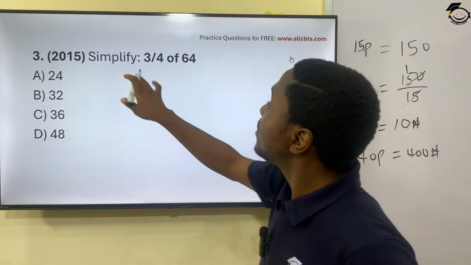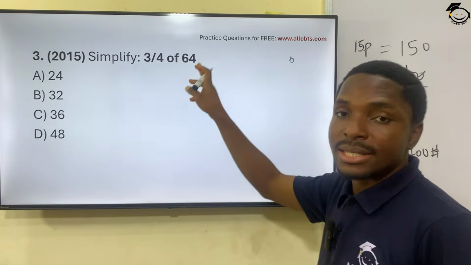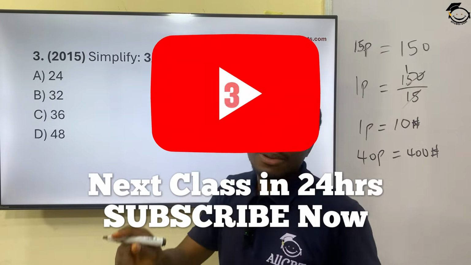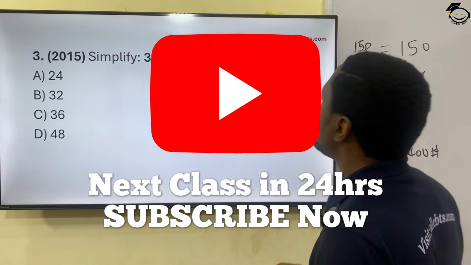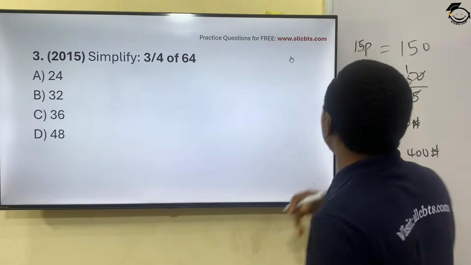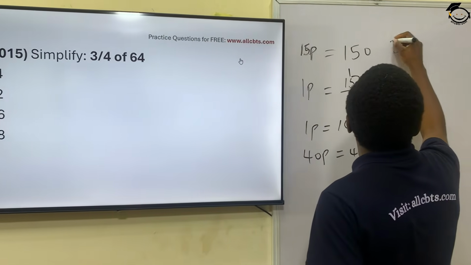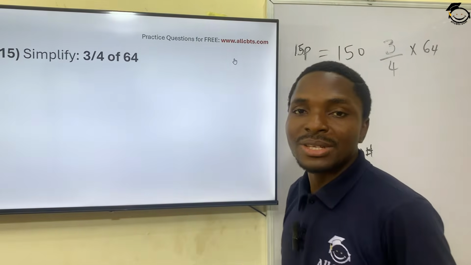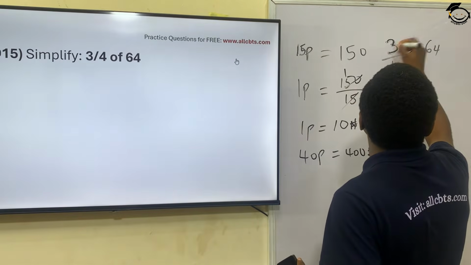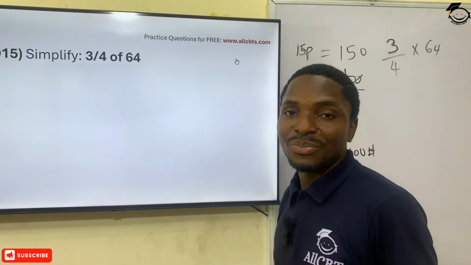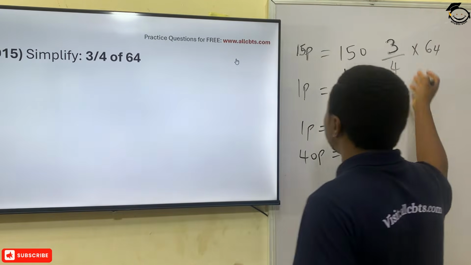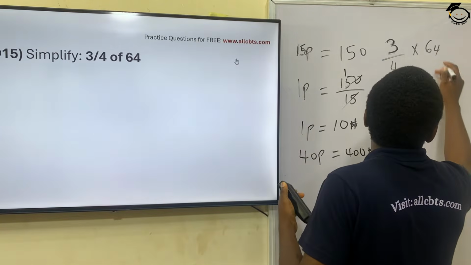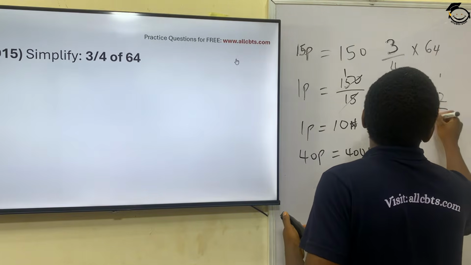Question 3, taken from the year 2015. It says simplify 3 over 4 of 64. Anytime you see "of", it means multiply by, or multiplication of. So when you have 3 over 4 of 64, what you are simply asked to do is 3 over 4 times 64. You multiply the numerator by 64 and divide by 4. 3 times 64, when you punch it in your calculator, you have 192, and then you divide by 4.